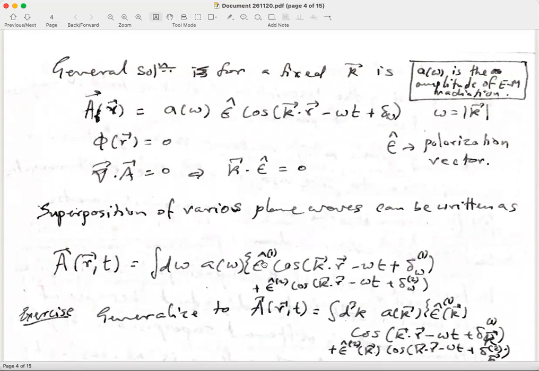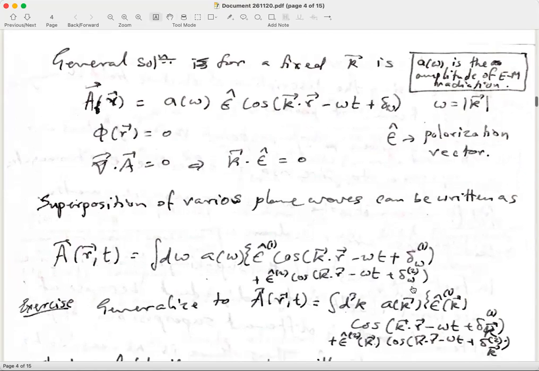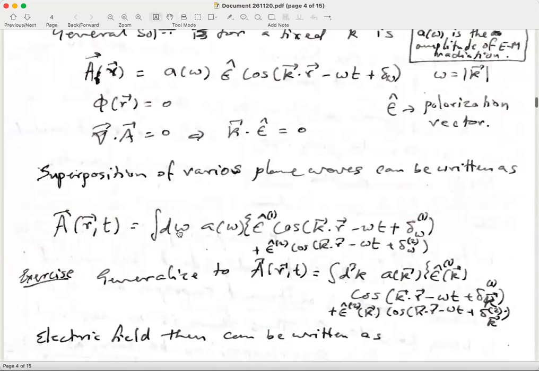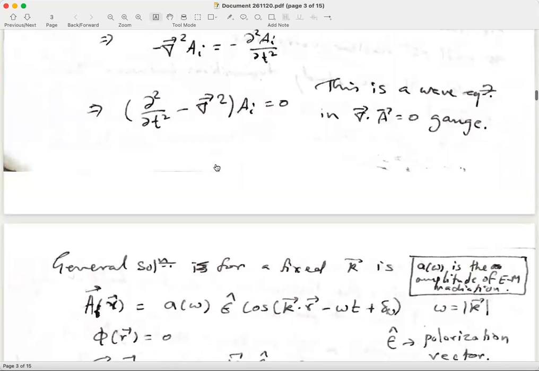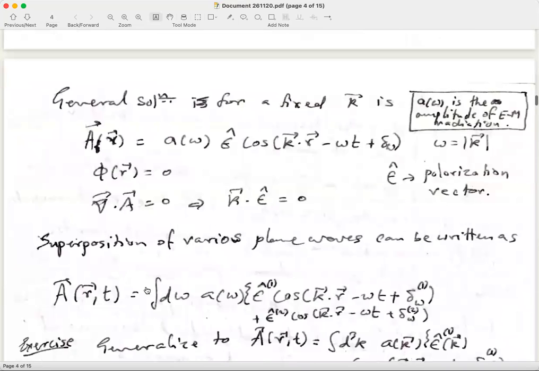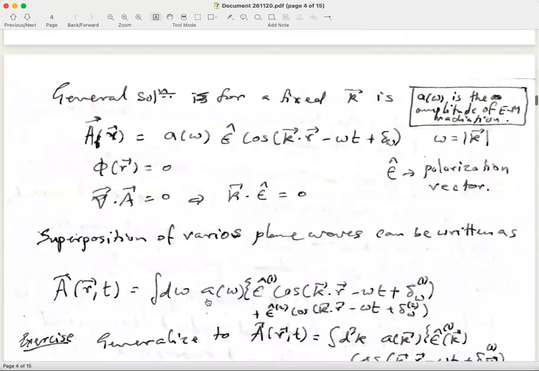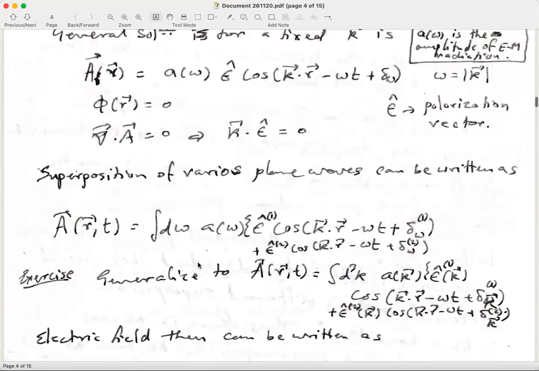epsilon 1 hat times cos(k dot r minus omega t plus delta 1) plus epsilon 2 hat cos(k dot r minus omega t plus delta 2). Okay, and we will of course be integrating over all kinds of omega. Now since this equation is linear, if you take linear combinations of the solutions, that is also a solution. So therefore we don't have to worry about this superposition, whether that is a solution or not. That is in some sense guaranteed.